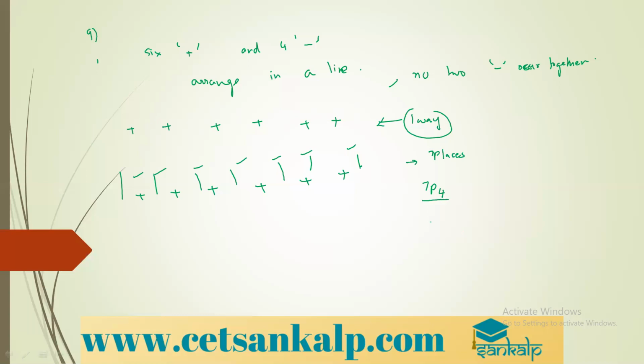But the 4 minus signs look same. So instead of 4 factorial, that means it is 7C4. So you have to multiply this one way into 7C4 ways. Final answer is 7C4.